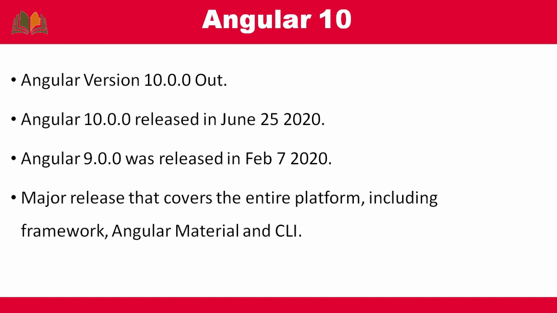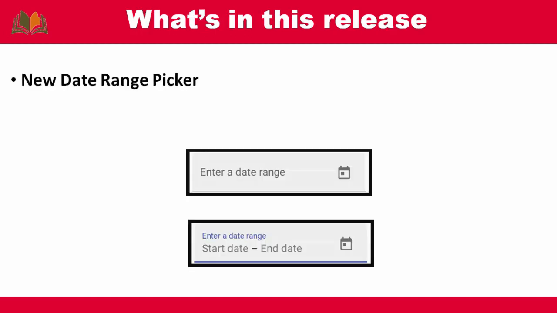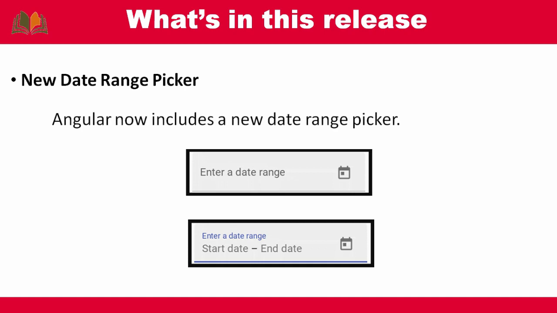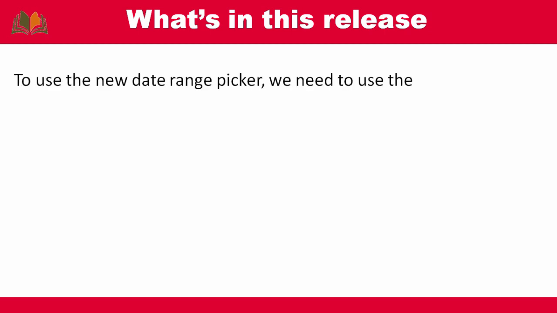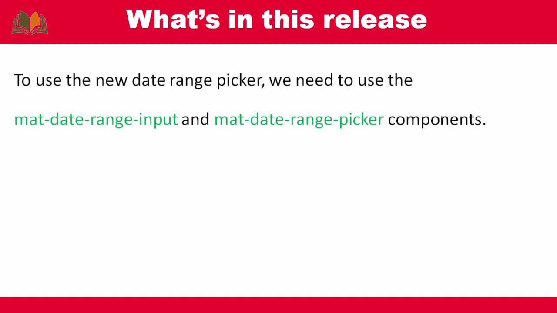So let us discuss some of its features. The first feature is the new date range picker. In Angular 10 they added a new date range picker which is shown on the screen. In the first diagram you can see the date range picker looks like this, but whenever I click on the date range picker, it will show like in the second diagram. And to include this date range picker we need to use the mat-date-range-input and mat-date-range-picker components.